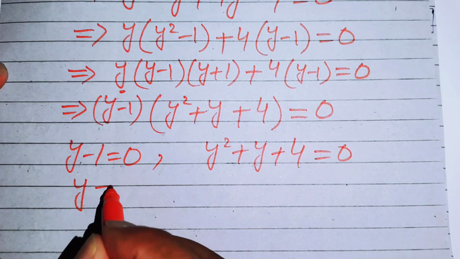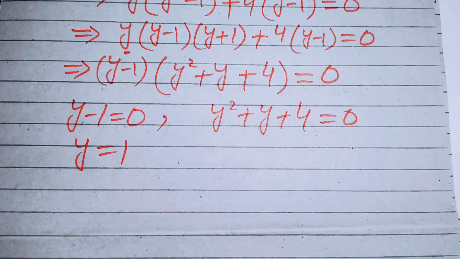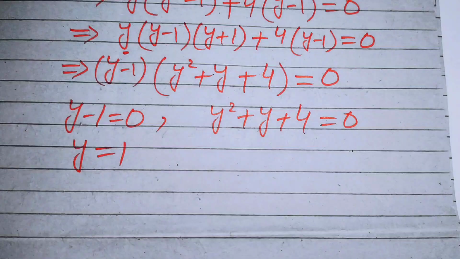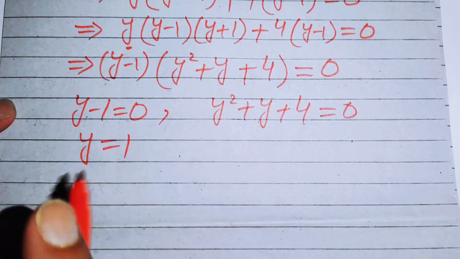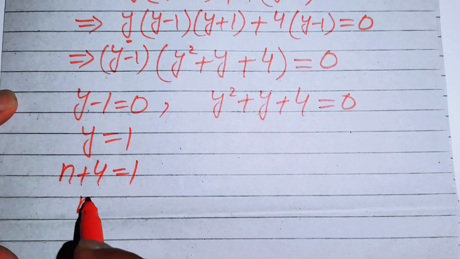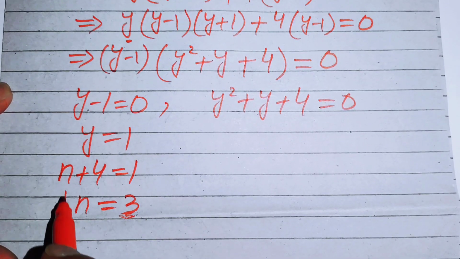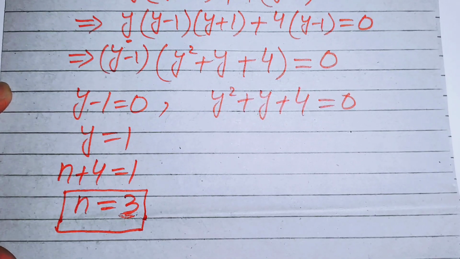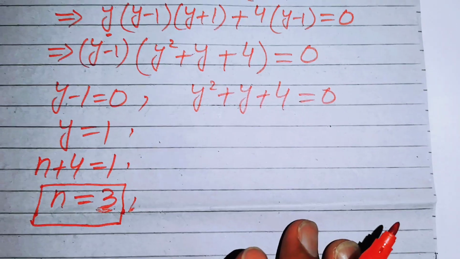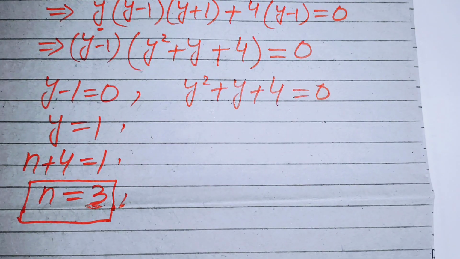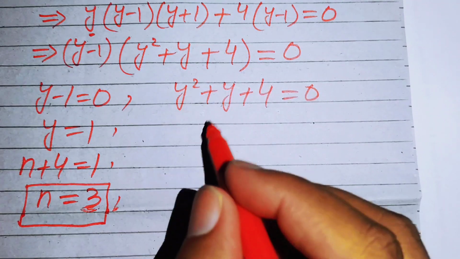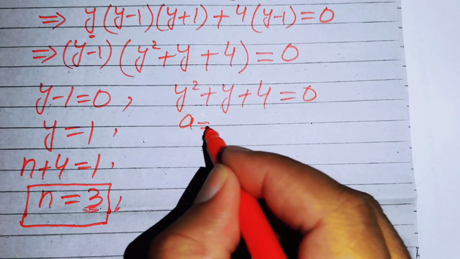So in this case you get y is equals to 1, and in the start of the question we take y is equals to n plus 4, so that we will back substitute the value of y, and you get n plus 4 is equals to 1, and here you get the first root of this question is n is equals to 3. So n is equal to 3 be the first real root of this question, and in the start of the question it tells us that we need only real roots of this question, so that now first I can check this quadratic equation has real roots or not by using the discriminant formula.